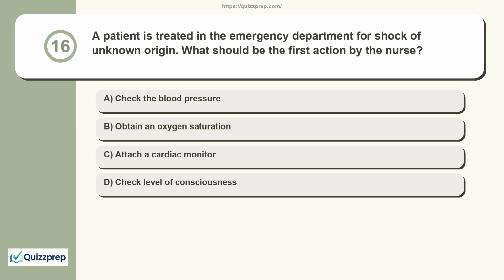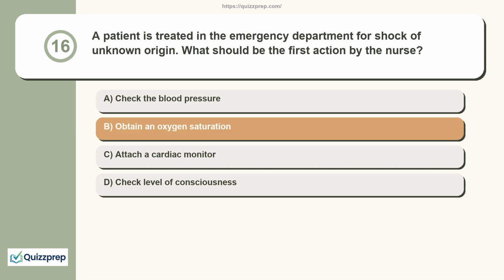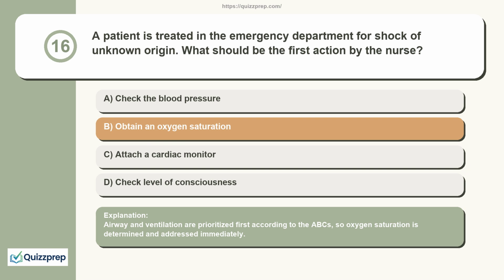Question 16. A patient is treated in the emergency department for shock of unknown origin. What should be the first action by the nurse? Check the blood pressure. Obtain an oxygen saturation. Attach a cardiac monitor. Check level of consciousness. Airway and ventilation are prioritized first according to the ABCs, so oxygen saturation is determined and addressed immediately.